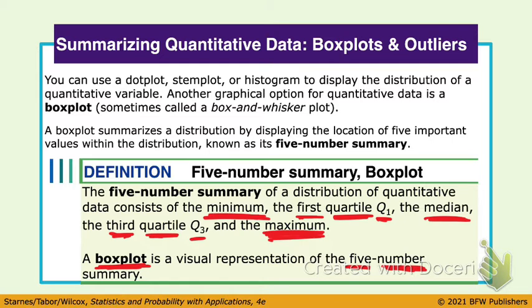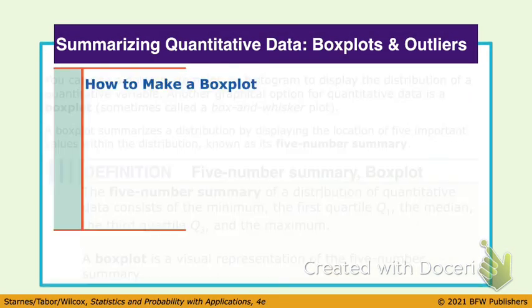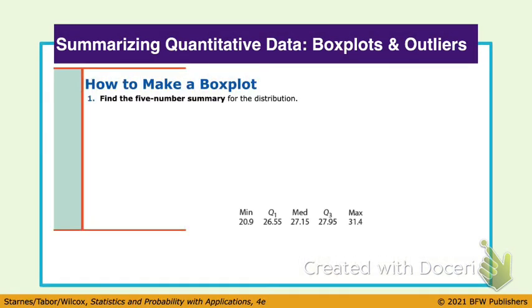Now, looking at this next section here, it looks like there are 7 steps to making a box plot. And it's like, I'm never going to do that. But I will tell you that it's just a lot of detail. It's not that hard. So we're going to practice making a box plot. To make a box plot, our first thing is to find the 5-number summary. If a box plot is a visual representation of the 5-number summary, I probably should have the 5-number summary. Make sense? So I need to find the 5-number summary for the distribution.